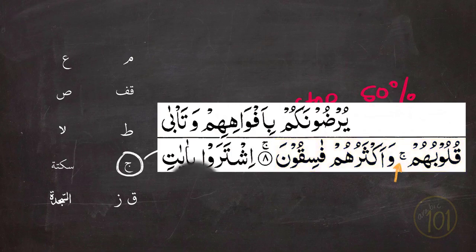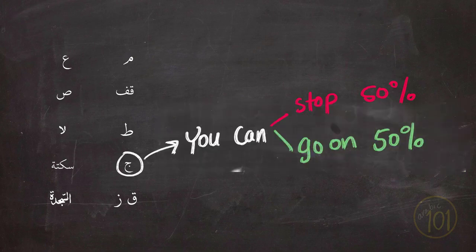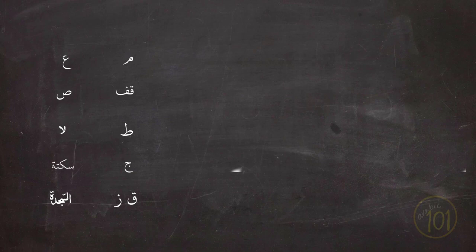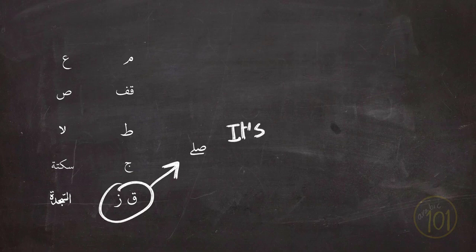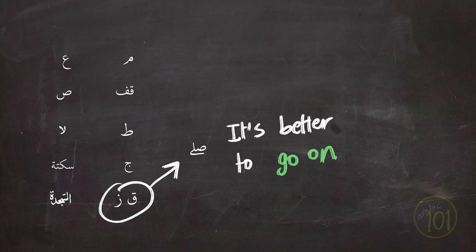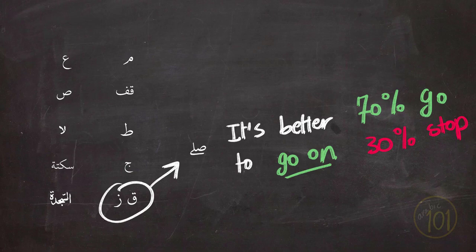Next is the signs of Zay and Qaf. And both of these signs are equivalent of the sign Sil in Uthmani Qur'an, which means it is better to keep going. You can stop if you want, but it will be better if you keep on reading. So you can compare it to 70% keep going, 30% to stop, like in this example.